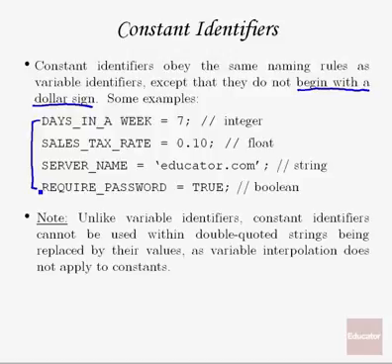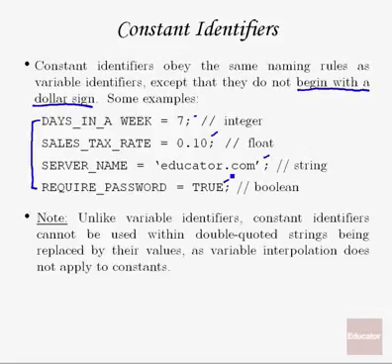So here's a couple examples of four different constants that we've declared. For example, we've declared a different constant for each of the different scalar data types, which are the only types, again, that you can use to assign to a constant identifier. So we created one: days in the week equals 7, set the sales tax rate to 10%. We have a string that we set to a server name, Educator.com, and then we might have a Boolean constant in our configuration file that says, are we going to require a password? And in this case, we set it to true.